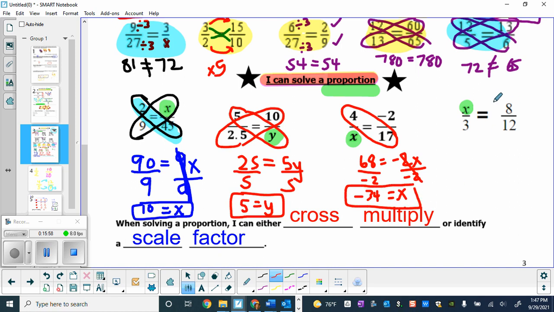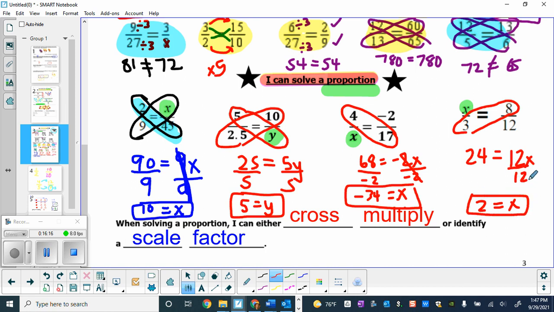And now here for this last one, you guys know that 8 times 3 is 24. So my other side has to equal 24. And it's 12 times some number. Most of you are going to already see that it's going to be a 2. 12 times 2 is our answer. But to prove it, I'll just divide, and right there, 24 divided by 12 is 2.